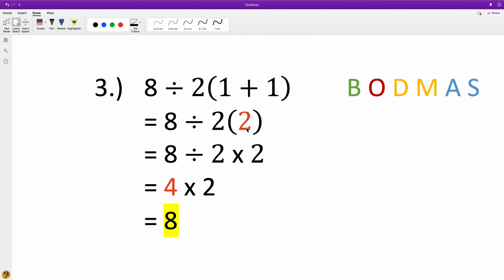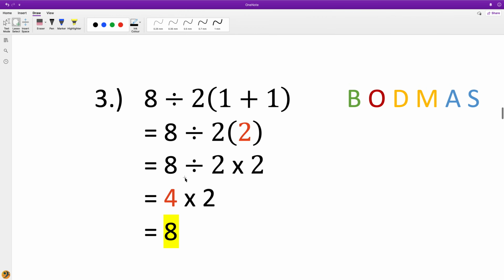So we get 2 here because we're adding 1 and 1 together. All right, and then just as this next line of working out, I've just got rid of the brackets to explain that really 2 bracket 2 means 2 times 2. Okay, so now we look at this line of working. So we've got 8 divided by 2 multiplied by 2.